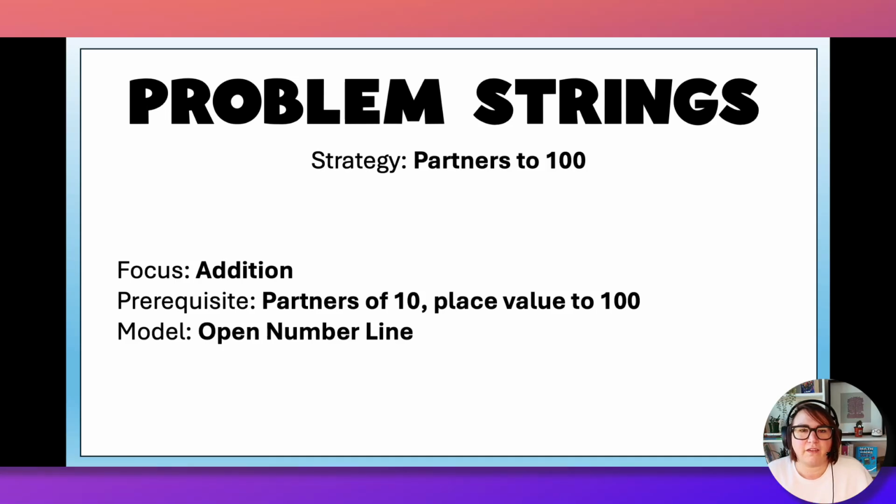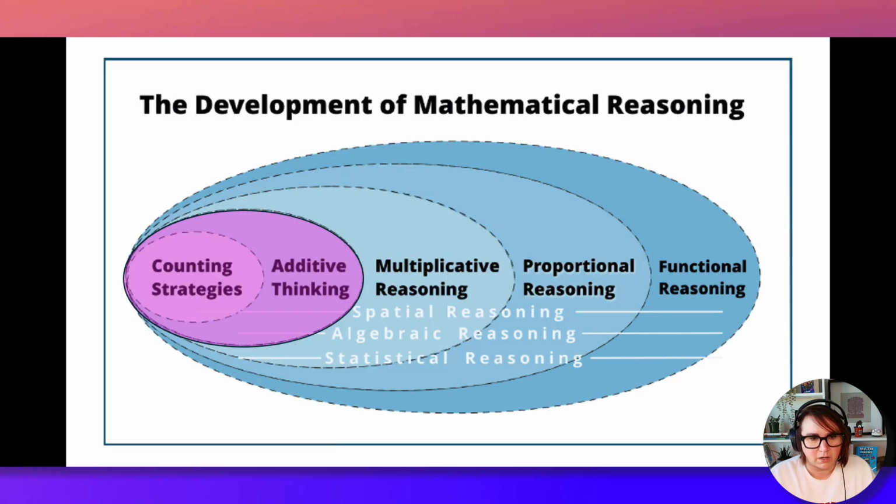Hi, we're going to work on this problem string that focuses on partners to 10. This is an additive strategy, and students need to understand how to count to 10 and understand the partners of 10. So, like 5 and 5 makes 10, 6 and 4 makes 10, and they should also understand place value to 100. And we're going to use an open number line model.